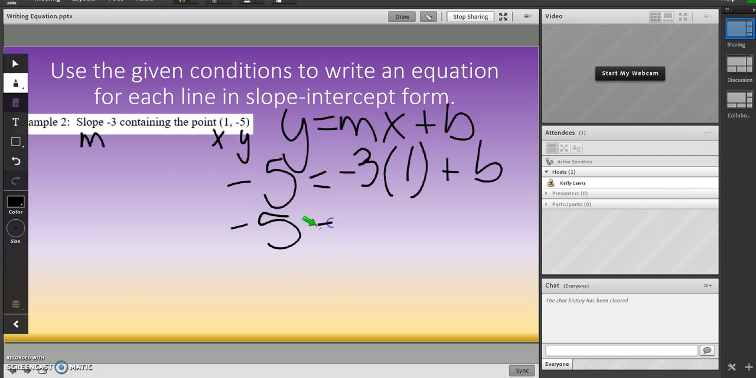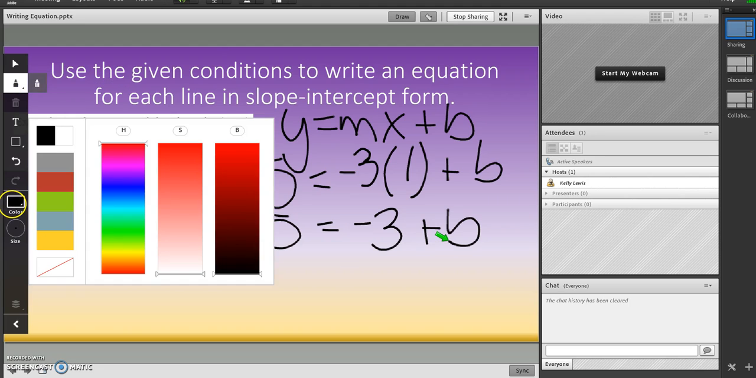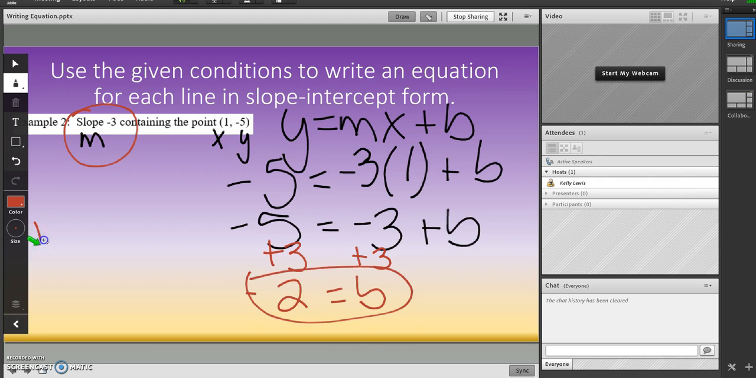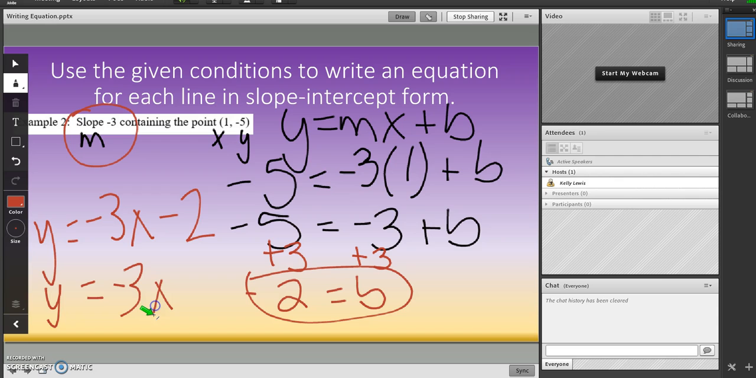All right, so negative 3 times 1 is negative 3. Then I need to add 3 to both sides. So I get negative 2 is b. So I have my slope, I have my y-intercept, so I'm going to say y equals my slope, x, plus b. So you can write it as y equals negative 3x minus 2. I don't care which way you write it. Either way is fine.